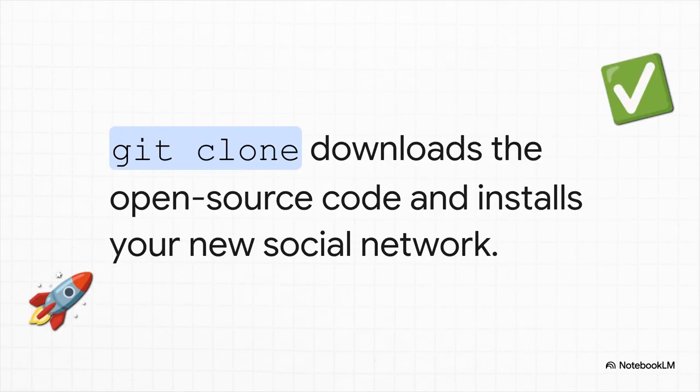It literally comes down to this one single command: git clone. That one line of text tells your server, hey, go to GitHub, copy all the code for the Web4 Lite social network, and download it right here. And just like that, boom, you're live. Your social network is officially on the internet.